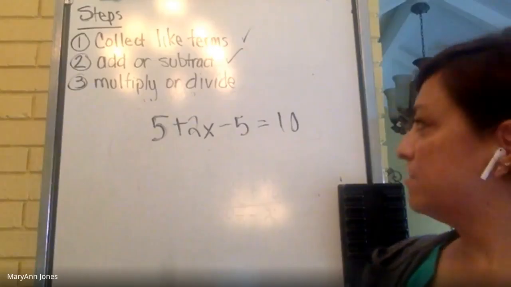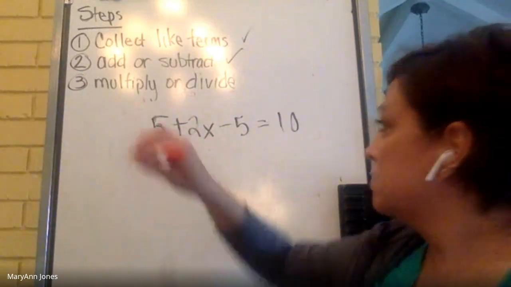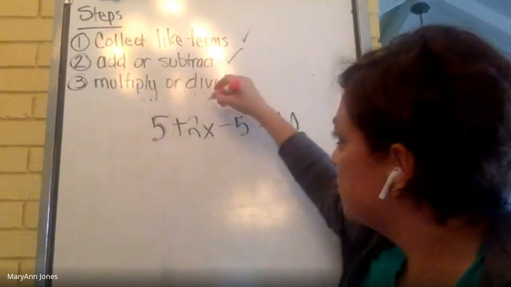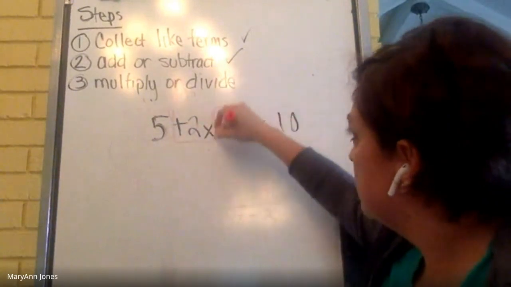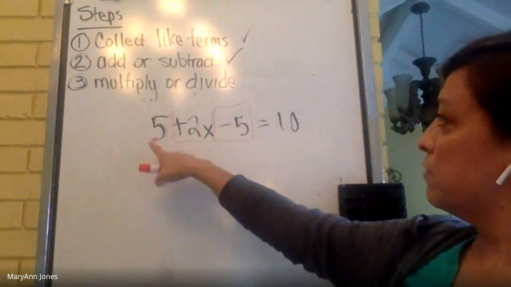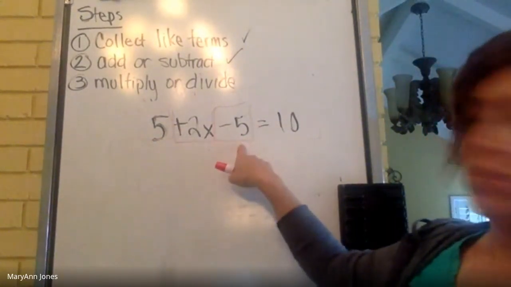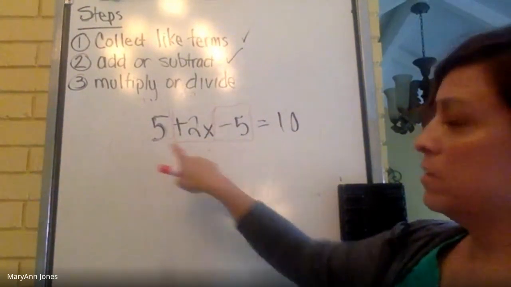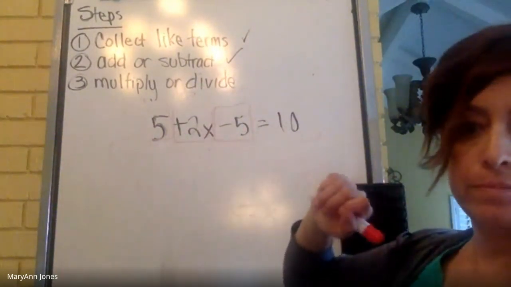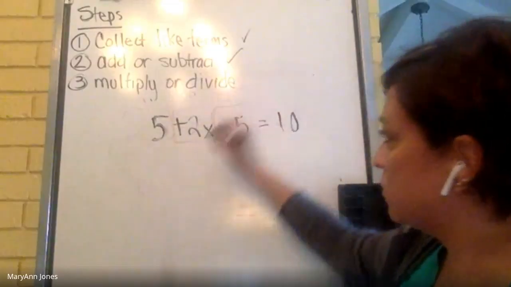Okay, if you didn't get 5, that's okay. Let's figure out what happened. I'm looking on this side over here to look for my like terms, because we're not going to mess with this side yet. So over here, we've got a 5, a 2x, and a negative 5. And the two that are alike are the 5 and the negative 5. 5 plus negative 5 is nothing, 0. Those cancel each other out.